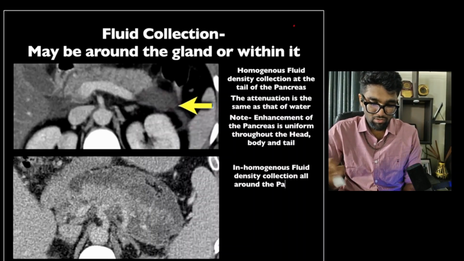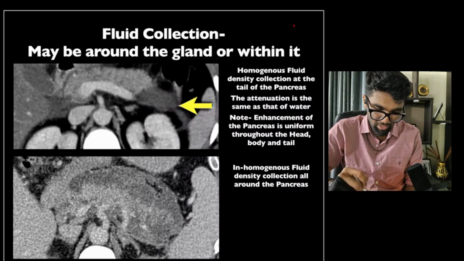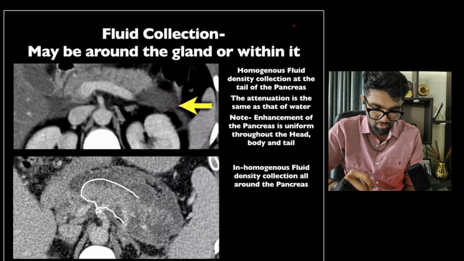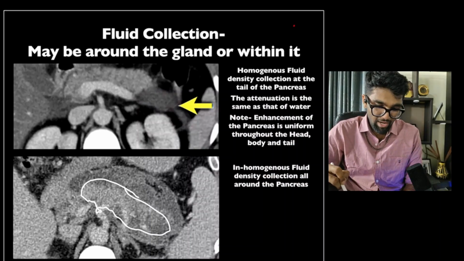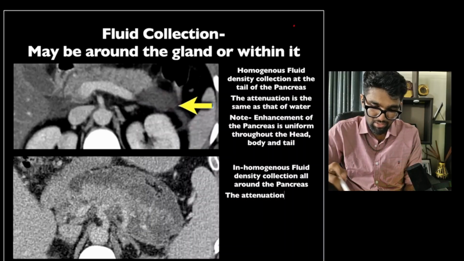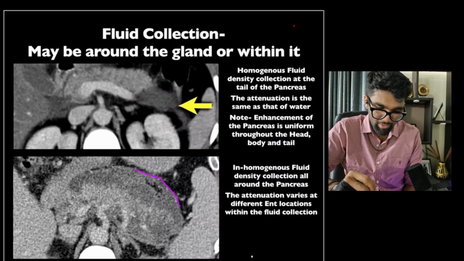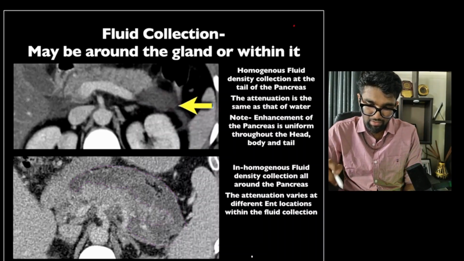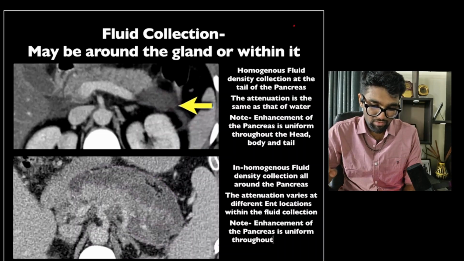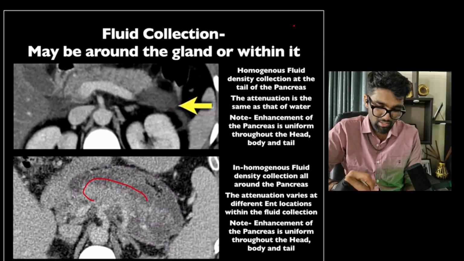Okay. Now, contrast that to the pancreas here. Parts of the pancreas are enhancing. However, there is fluid around the pancreas, and this fluid is notable for being slightly inhomogeneous. You can see in this fluid collection, the attenuation varies at different locations within it. However, the enhancement of the normal pancreas within the collection is still normal.